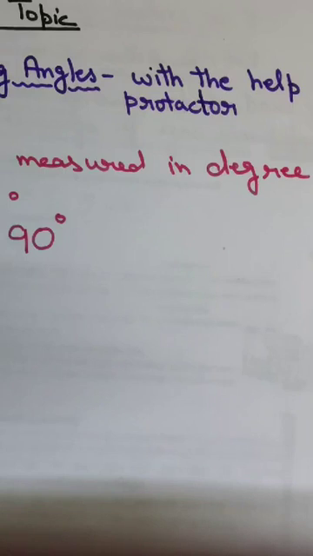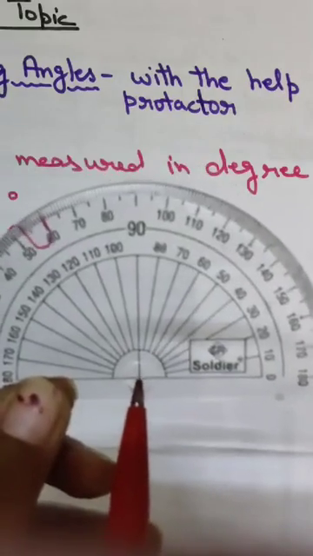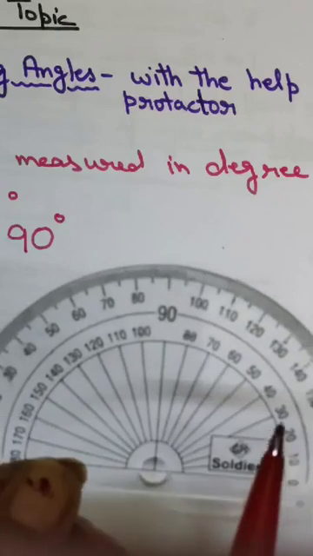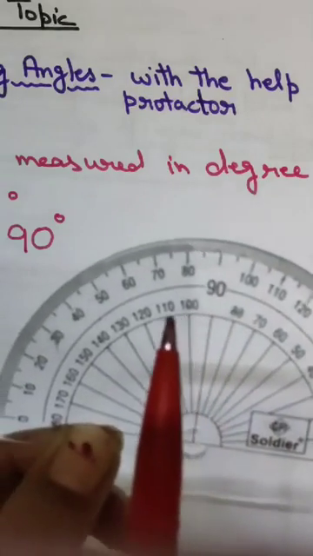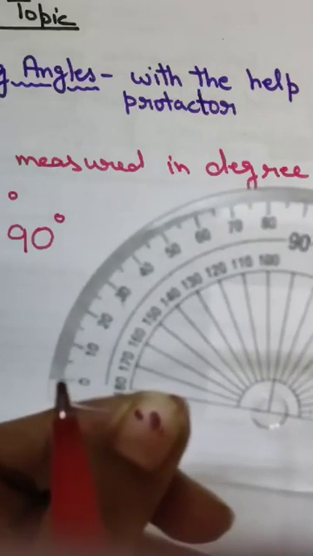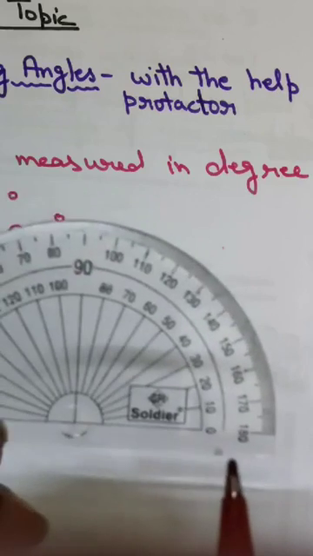Now I am going to tell you how to measure an angle with the help of a protractor. See, in this protractor, this is the center point that you can see. Here it goes from 0, 10, 20, 30, 40, 50, 60 and up to here it is 180. And here also it is 10 and it moves like this up to 180.